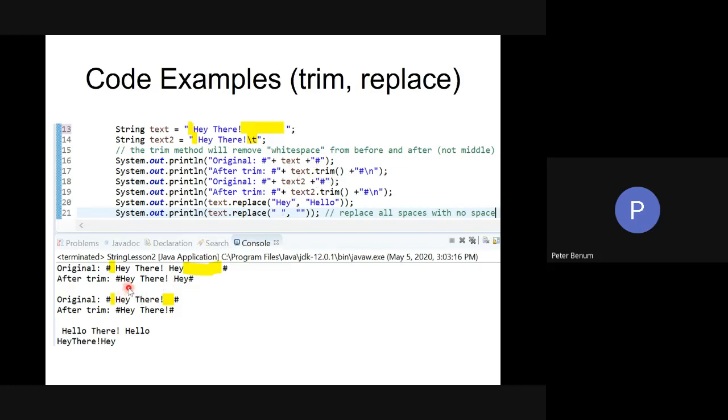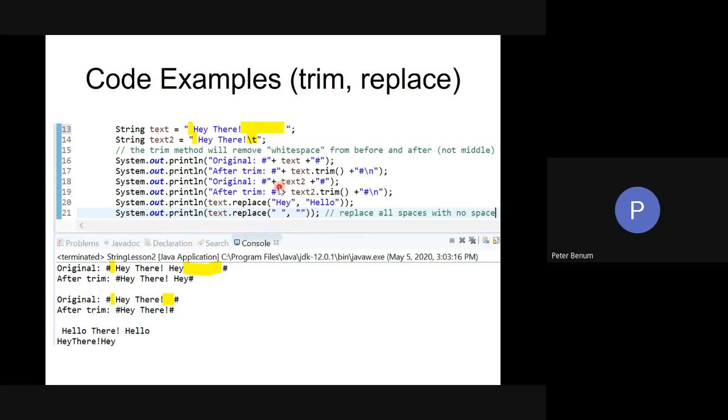So in the output, I'm just putting these hashtags as delimiters. It gets rid of that space there, and it gets rid of all the space at the end. You can see how the delimiters are butted up against the text now. So it's removed them all. But if we were to print out text again, it would still be the original. It hasn't changed it. And \n is going to go to a new line just to create a bit of extra space there.